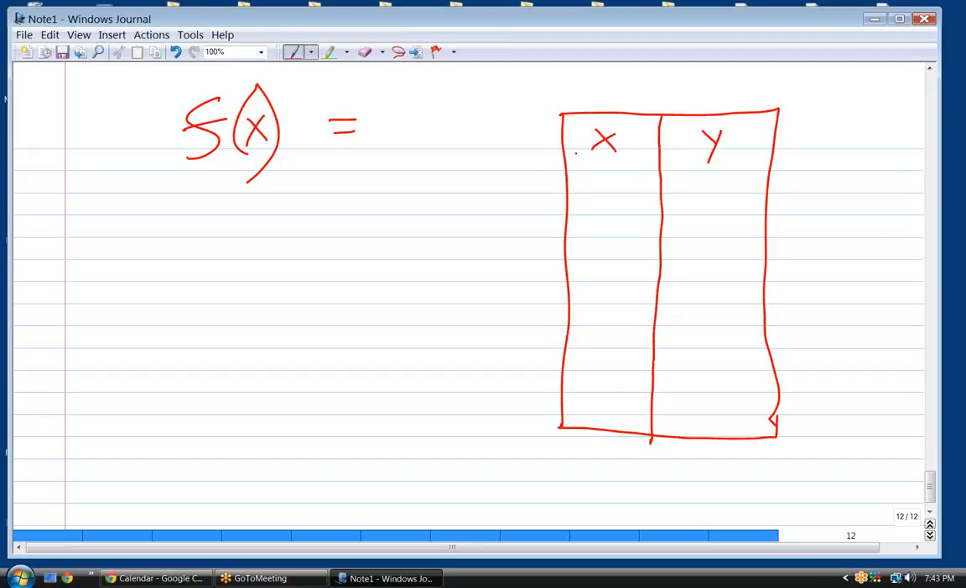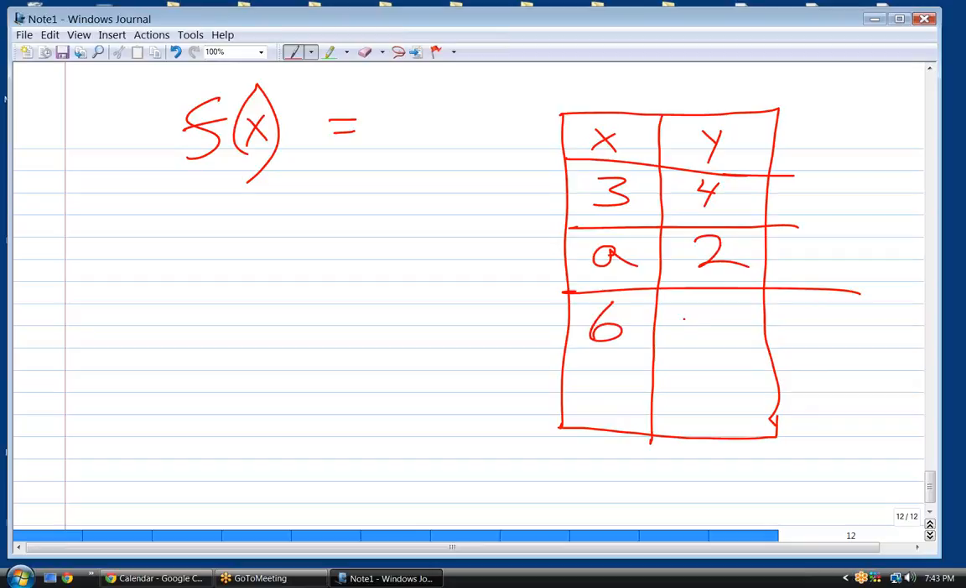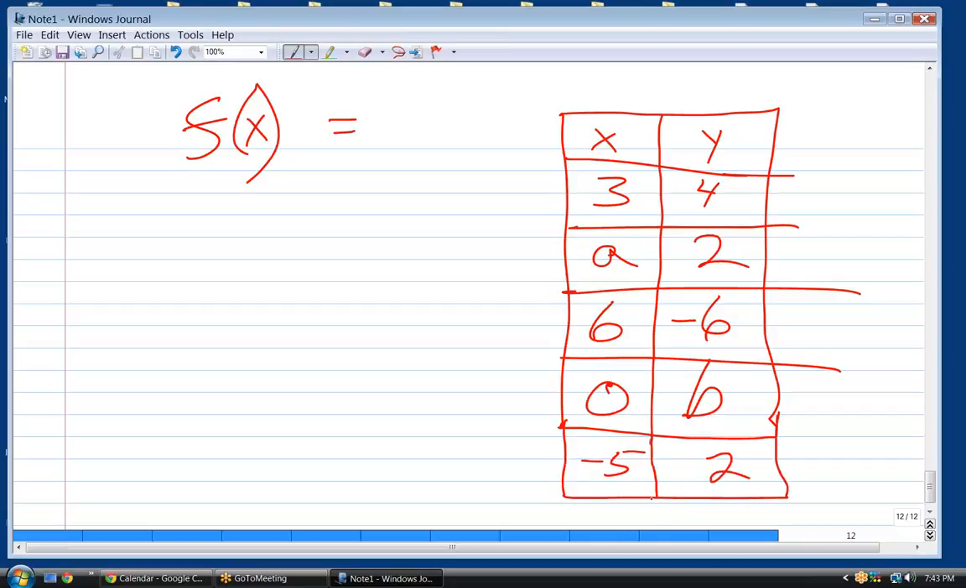So you have x and then y, and 3 and 4, a and 2, 6 and negative 6, 0 and b, and negative 5 and 2. And the question is, what values of a and b would cause it not to be a function, right? What do you think?